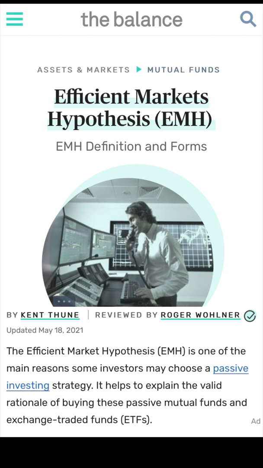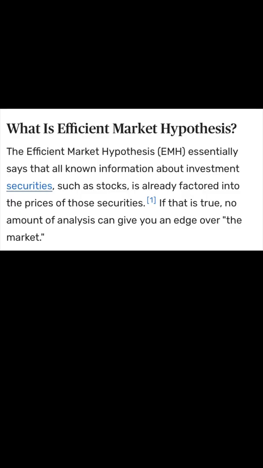Now the efficient market hypothesis kind of goes against TA. What the EMH is saying is one of the main reasons that some investors choose passive investment strategies, and it explains the rationale of buying mutual funds and ETFs being within their wheelhouse. Basically, all the known information about the investment security is already factored into the price of those securities. And that is true: no amount of analysis can give you an edge over the market.